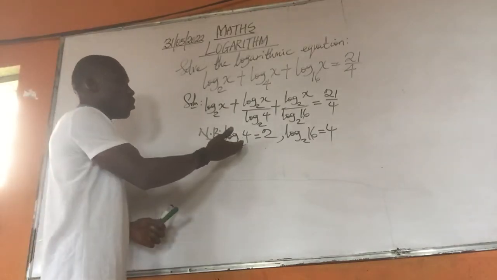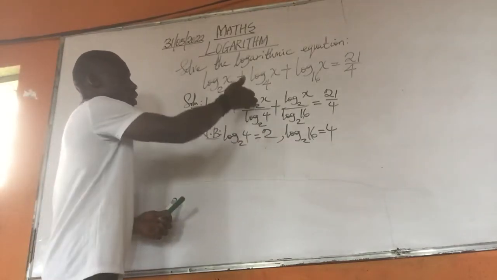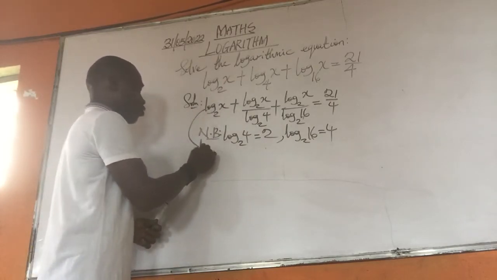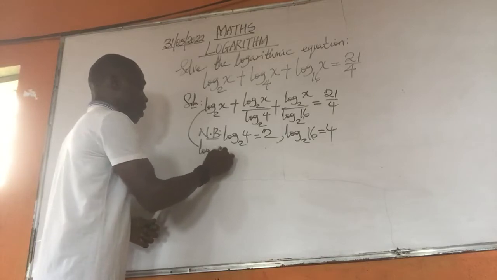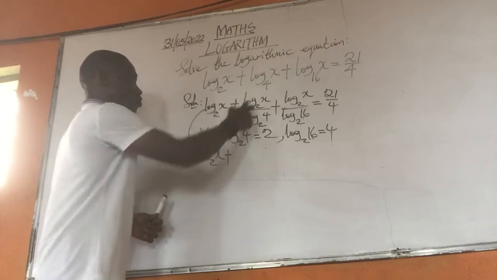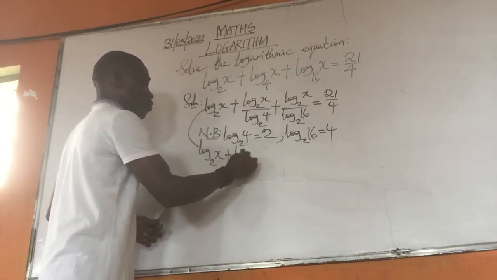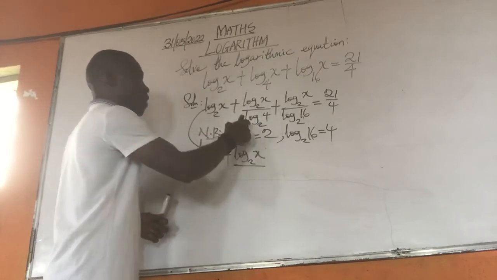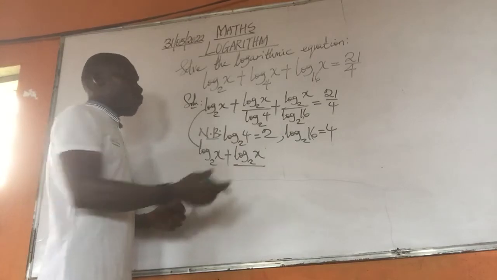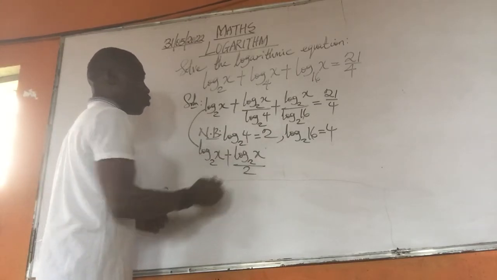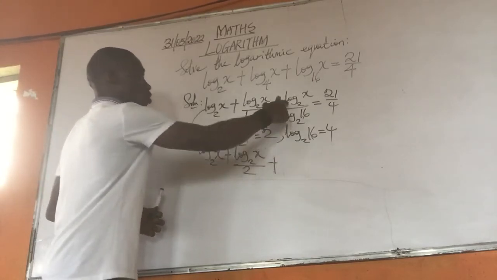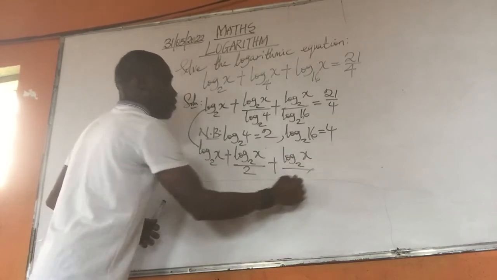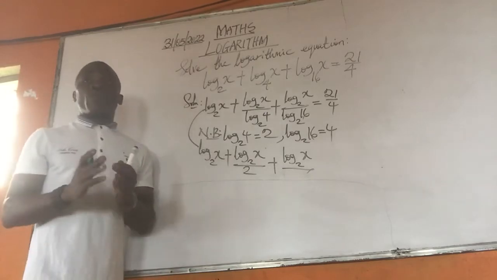Now all we have to do is just to substitute these values into the equation we have above. So this is log base 2 of x plus log base 2 of x, which is this, divided by the value of log base 2 of 4. That will give us 2, plus log base 2 of x, then divided by the value of log base 2 of 16.